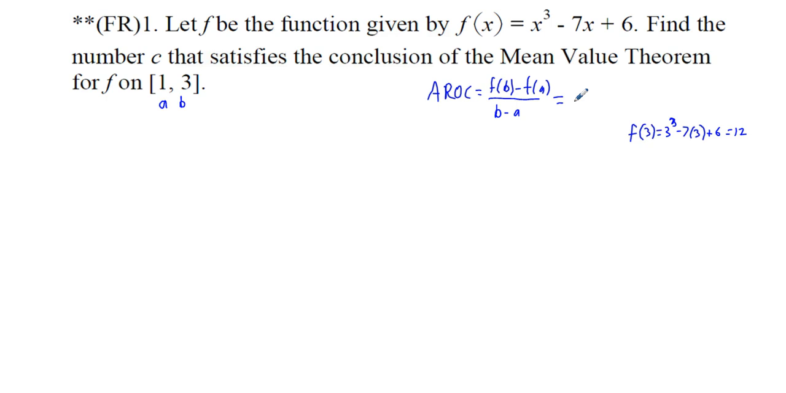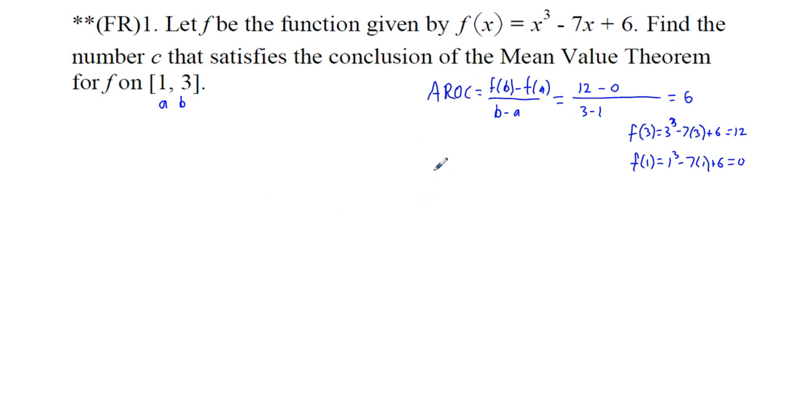So what that's going to be is f of b is 12 minus f of a, and so f of 1 is equal to 1 cubed minus 7 times 1 plus 6. Well, that's going to end up being 7 minus 7, or 0. So 12 minus 0 over 3 minus 1. And that's going to be simplified to 12 over 2, or 6. So that is our AROC, our average rate of change.